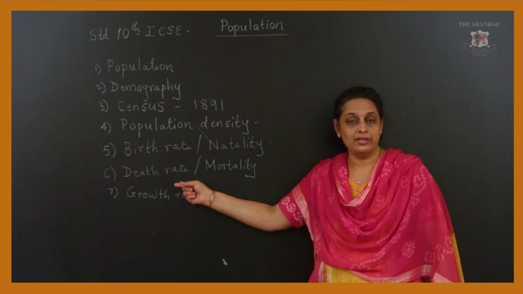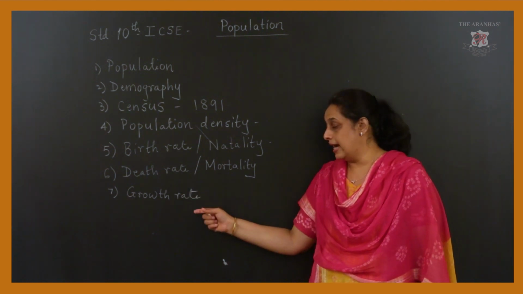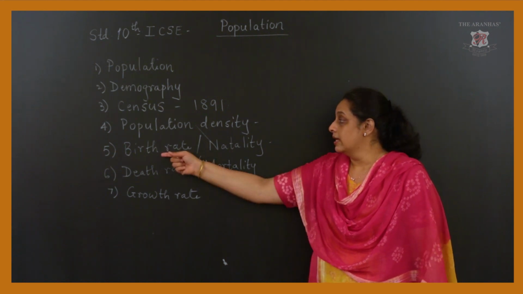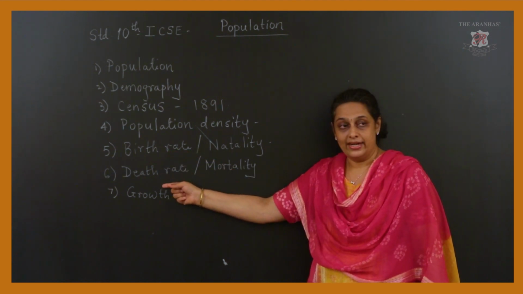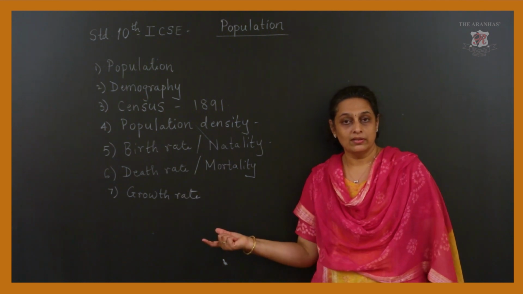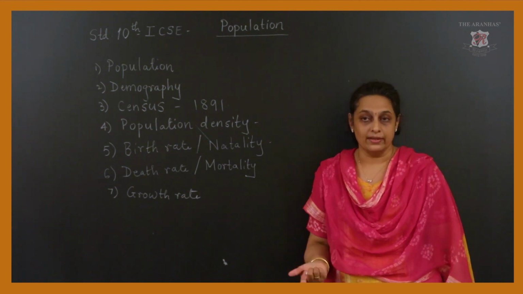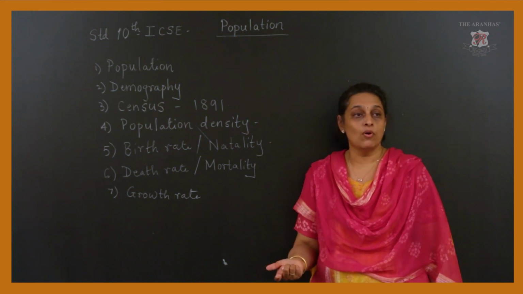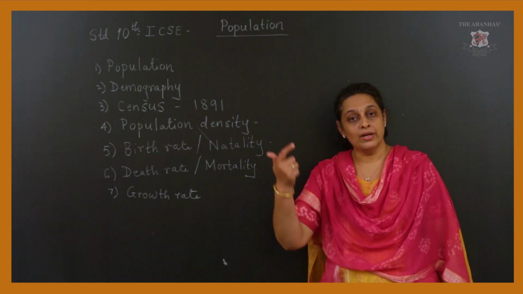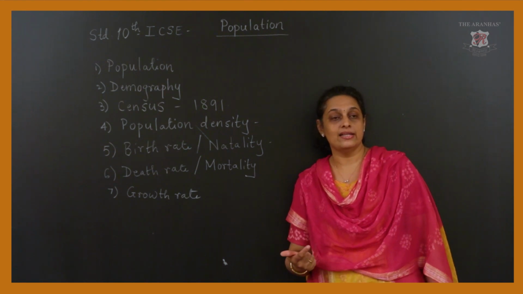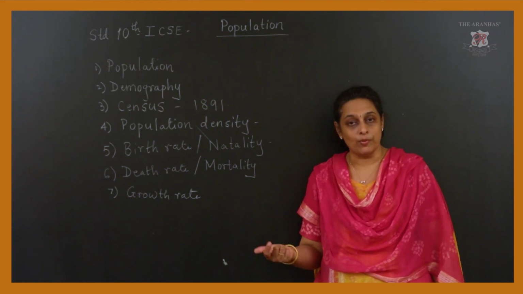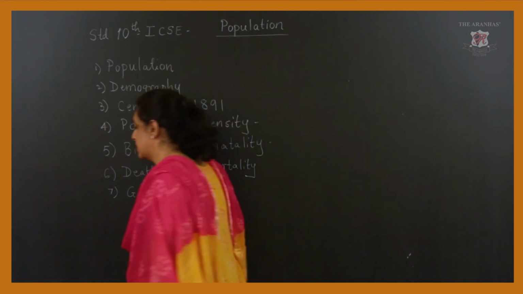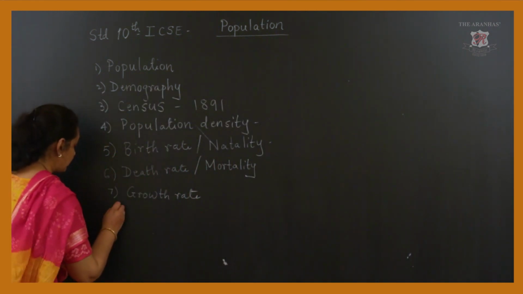Birth rate means new individuals born in the population, whereas death rate means individuals eliminated from the population because of death, and growth rate is decided on birth rate and death rate. If birth rate is more, population is growing. If birth rate is less and death rate is more, then the number goes down, and that is called a declining population.